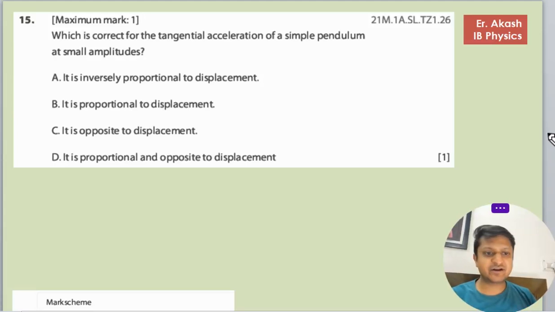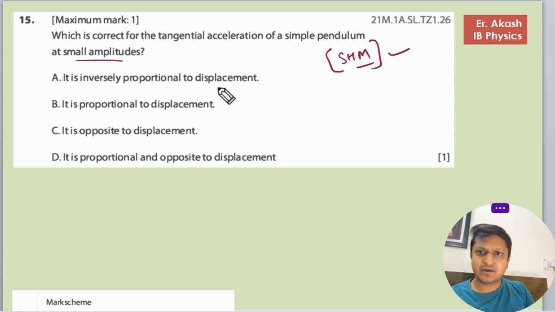So there's another question, and the question says, which is correct for tangential acceleration of a simple pendulum at small amplitudes? So basically, the question is about SHM motion. It says that when there is a pendulum moving like this with a very small amplitude x naught, what will be the relationship with acceleration?